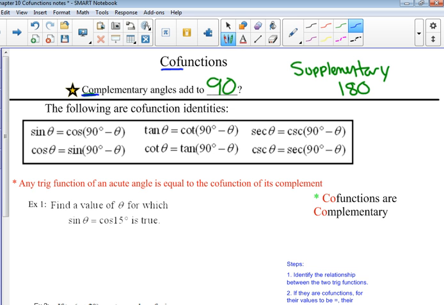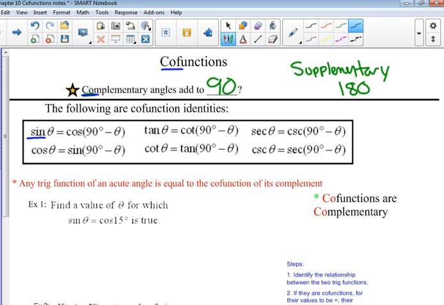Now, cofunctions, I think I've seen one question ever on the Regents exam about cofunctions. It's not something that comes up a lot. And for one, I think this is like the first time these trig functions kind of make sense when you think about what a cofunction is.